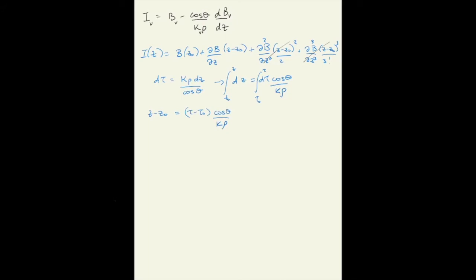So if you plug back into the Taylor expansion this expression for z minus z naught, what you have is tau minus tau naught, cosine theta over kappa rho, dB/dz. Substitute this tau minus tau naught by delta tau. Actually, there should be a minus here, sorry. So here you see the equivalence between the Rosseland approximation and the Taylor expansion. They are identical if delta tau is equal to 1.